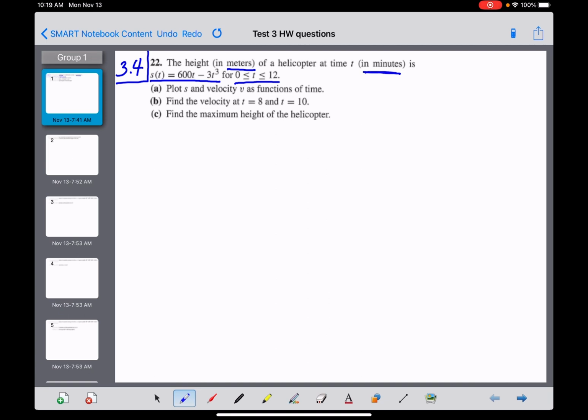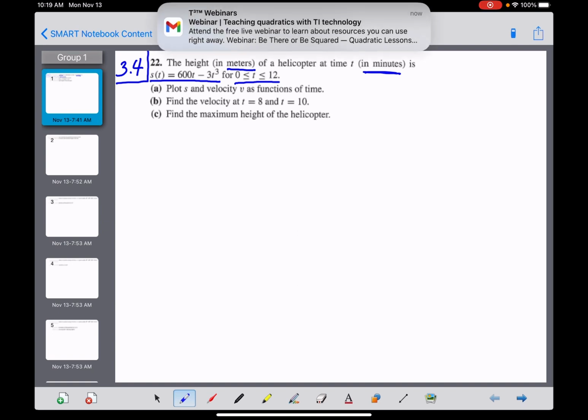Into part A, they want you to plot s and velocity v as functions of time. So what they're really asking you to do in part A would be to graph both of those. I'll come back to that a little bit later, I think. For those ones, honestly, guys, we're graphing a cubic function here for position. I would say you could probably just dump that into your calculator and be good with that.